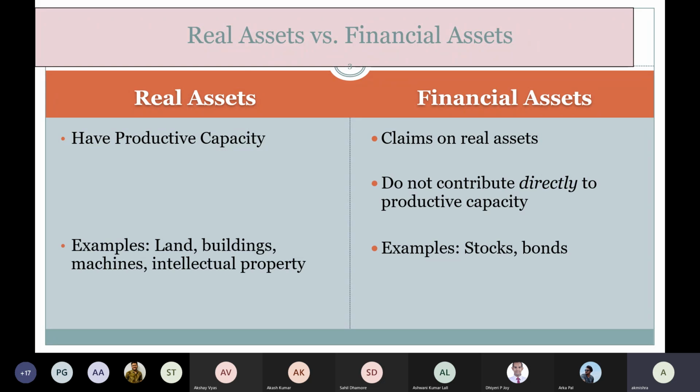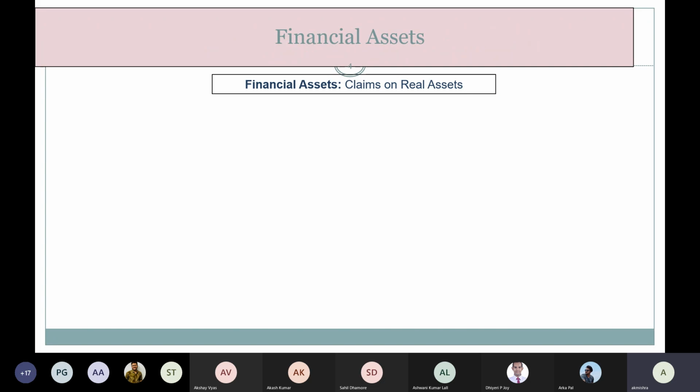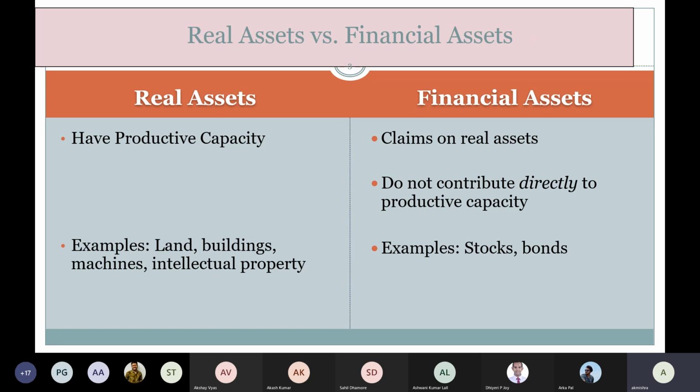And quickly, if we take the difference between real asset and financial asset. Real asset, whatever machinery, whatever physical assets are there, they are basically part of real asset. And real assets are used for various production. If they are used for production, it means they will directly contribute to the economy. This is one of the distinguishing factors whenever we talk about real asset.